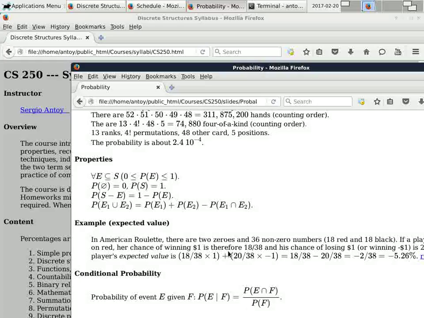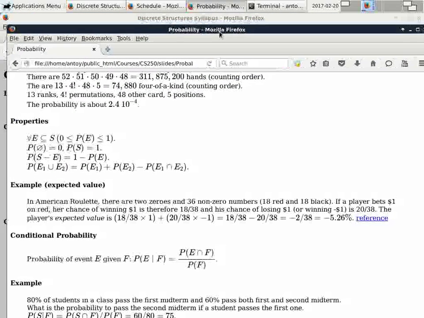And so this is the expected value. This is what you should expect if you go there and you play an afternoon. And so you do the computation. I'm not going to do it. You read it there. And so this is -2 out of 38. Let me move the window because you are missing the last point. This is about a negative 5.26%.